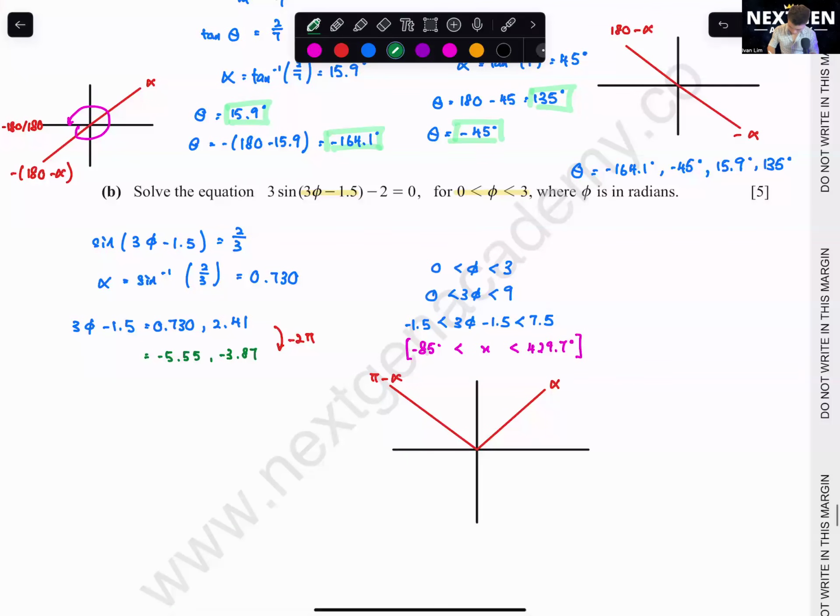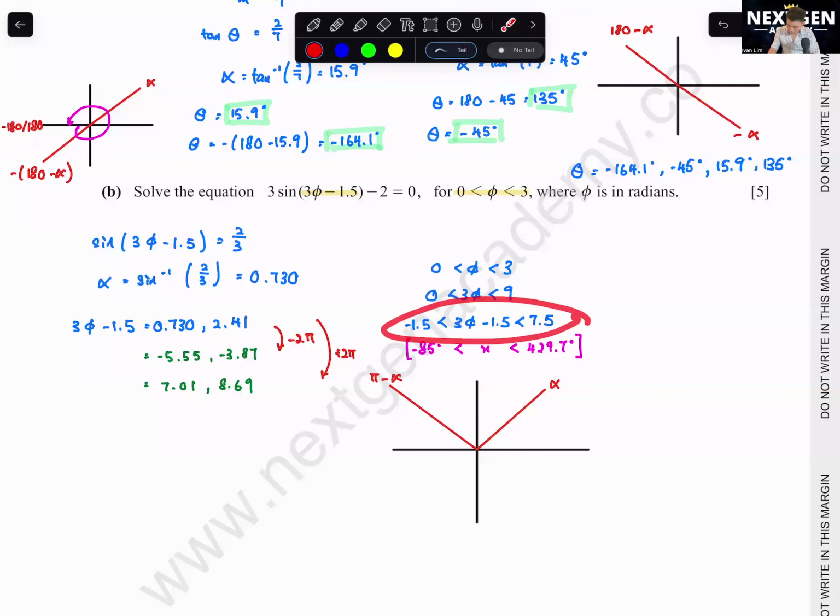Then we do another one, plus 2 pi. 0.73 plus 2 pi is 7.01. 2.41 plus 2 pi is 8.69. From all of these values, you see which one is within this domain. All the others, you have to cancel off. You don't go and waste your time calculating them. So we want from negative 1.5 to 7.5 only.